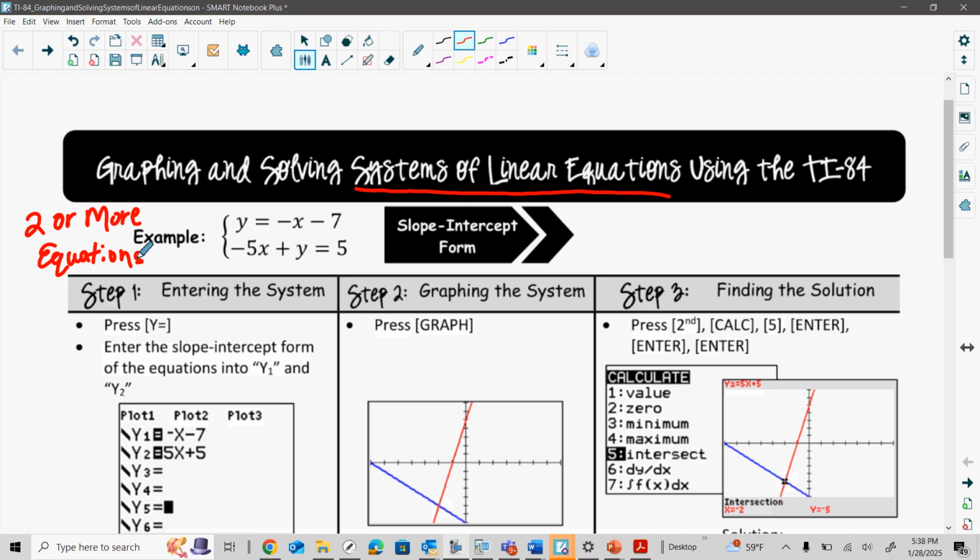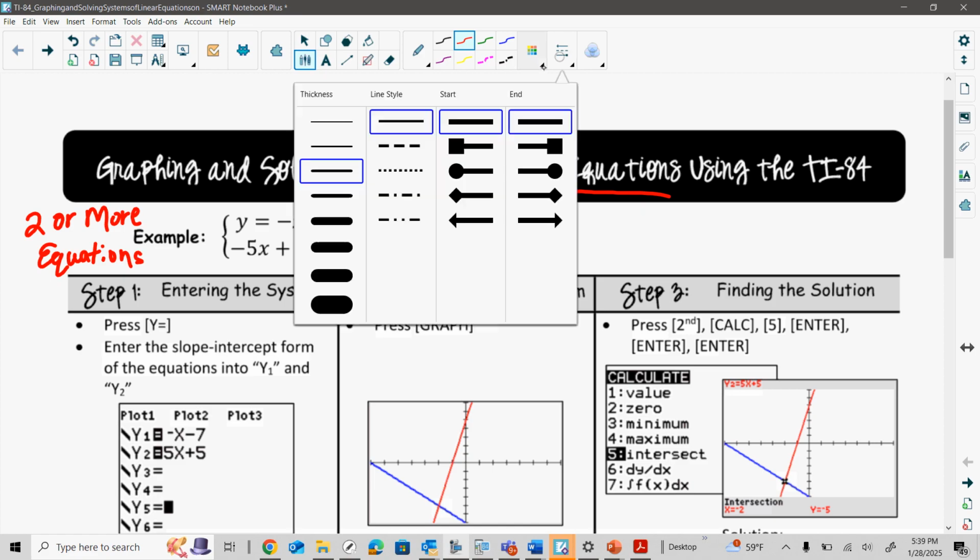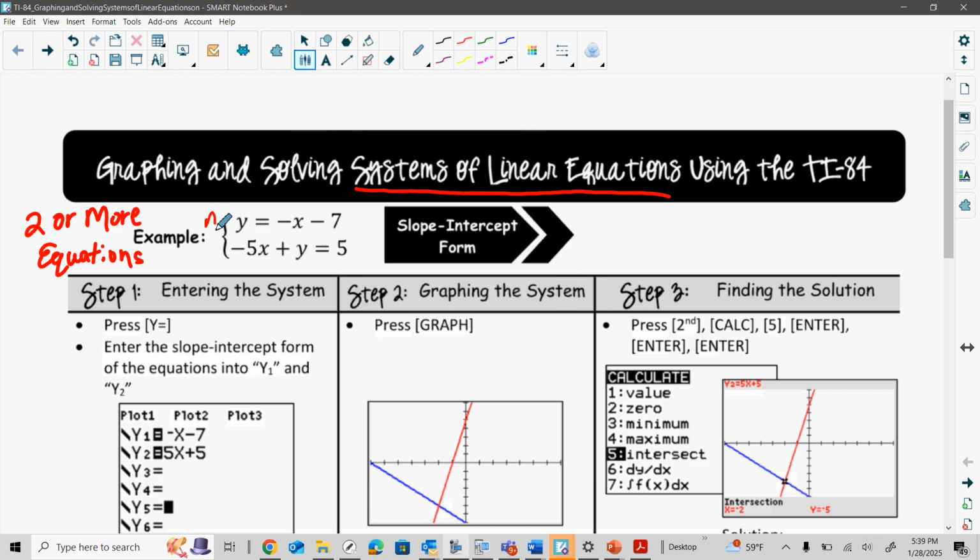So in the example here, we have two equations. The first one, y equals negative x minus 7. I'm going to label that equation A. We're going to see this method to help us with some other ways of solving. And then negative 5x plus y equals 5, that's our equation B.